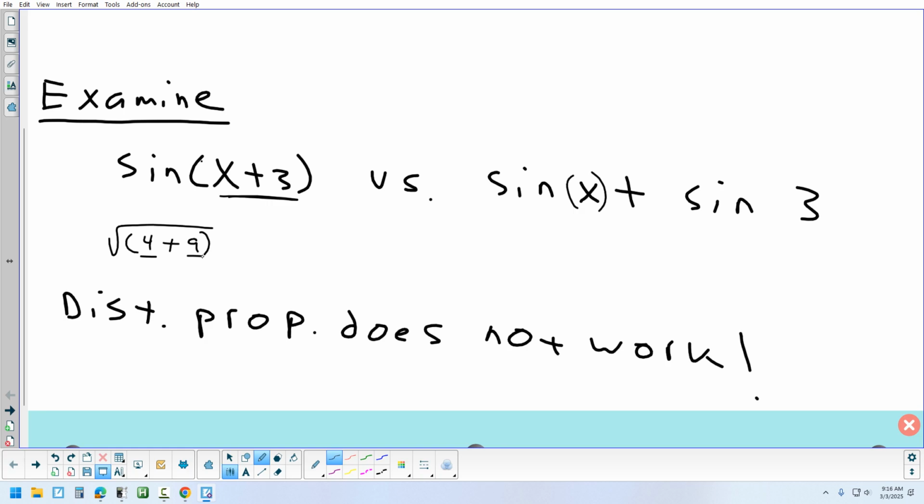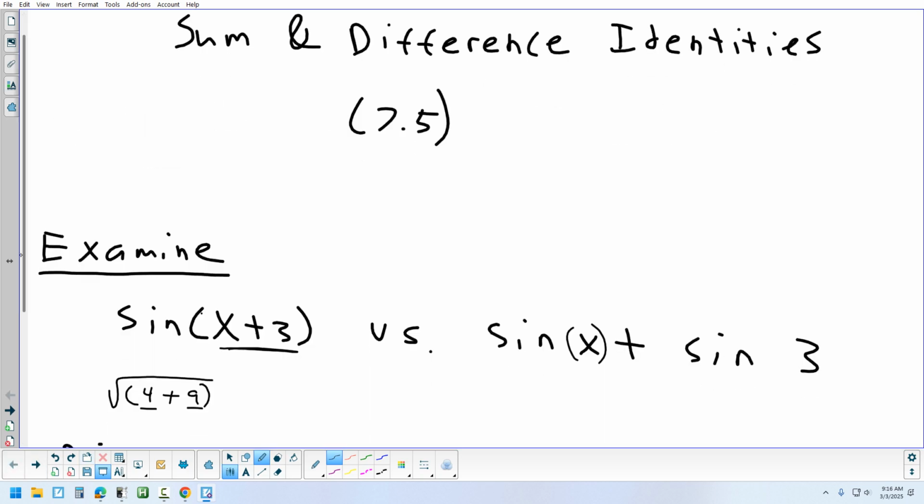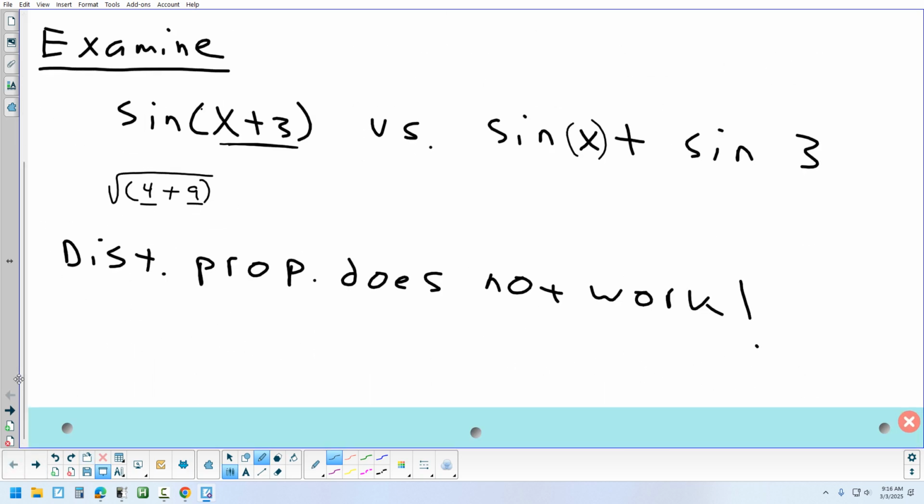So then what can we do? Well, we're going to look at a few different formulas. I don't know how many we'll do today, but there's a situation where we have sine of a sum, that's 1. Sine of a difference, that would be 2. Cosine of a sum, and cosine of a difference. We're going to look at all 4 of those.